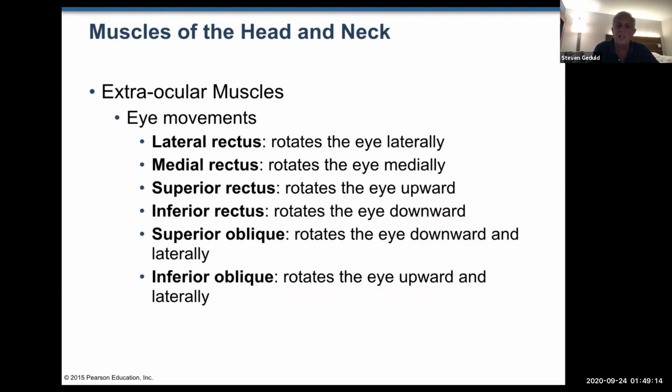The superior oblique rotates it downward and laterally. The inferior oblique rotates it upward and laterally. So it rotates at an oblique angle. So you've got many movements that the eyeball can make for vision.